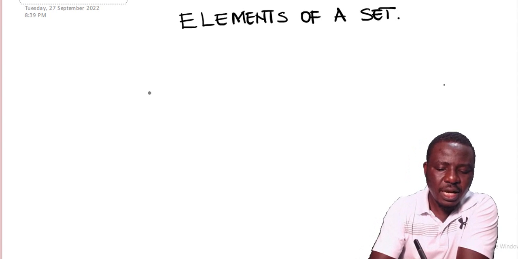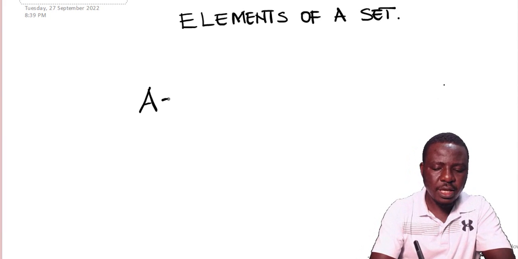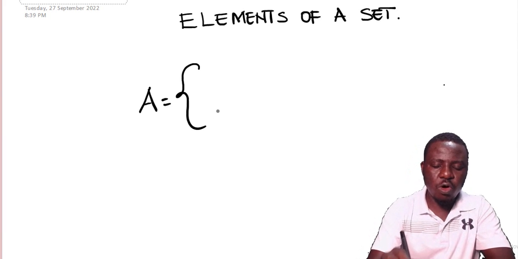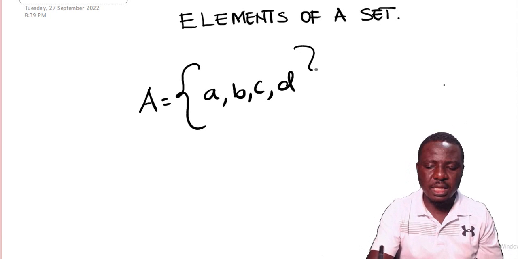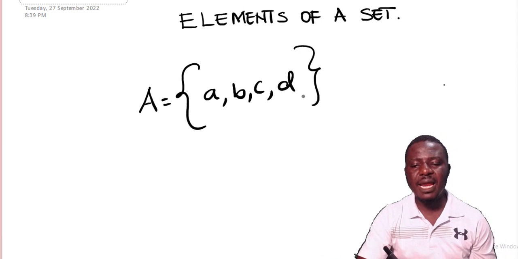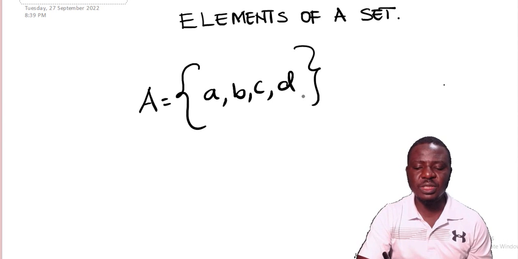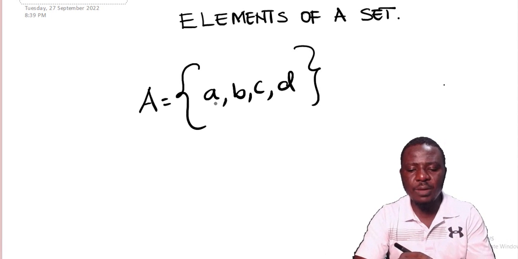Elements of a set can be said to be, for example, if we have a set A to be a set of small letters a, b, c, and d, they are said to be members of that set. Elements of a set are written in small letters, separated using commas and enclosed in curly braces.